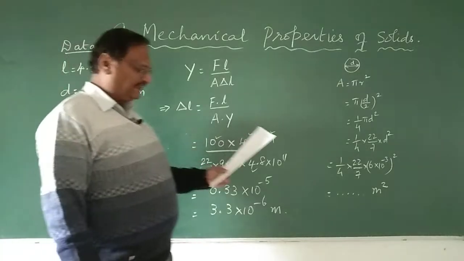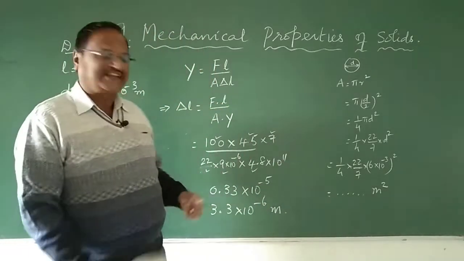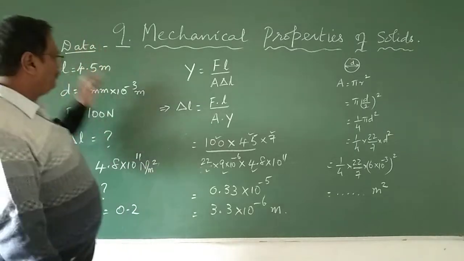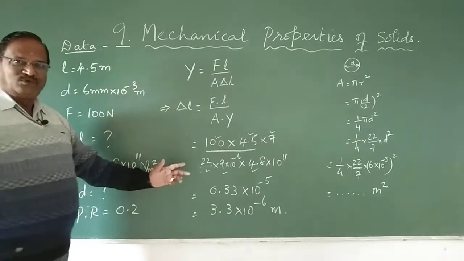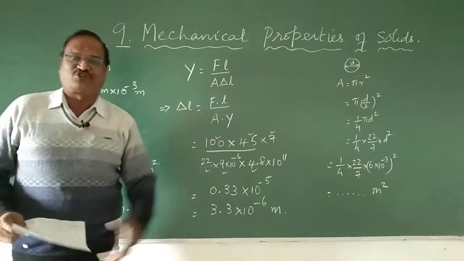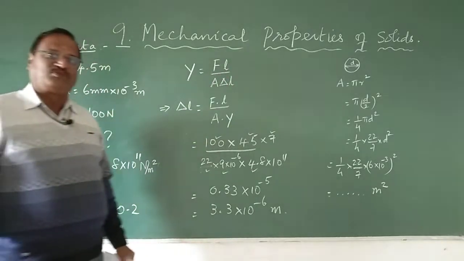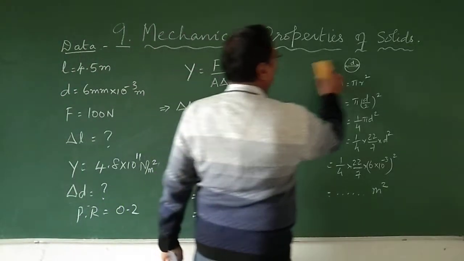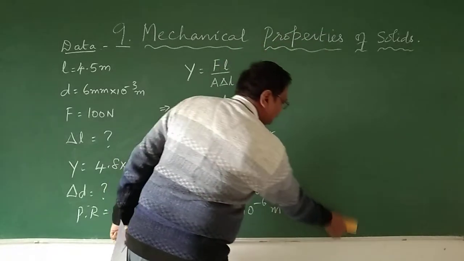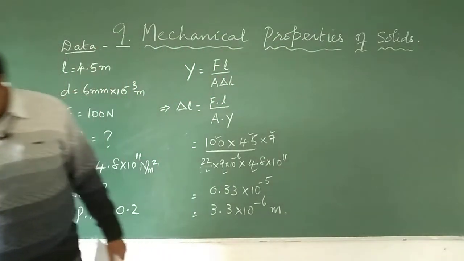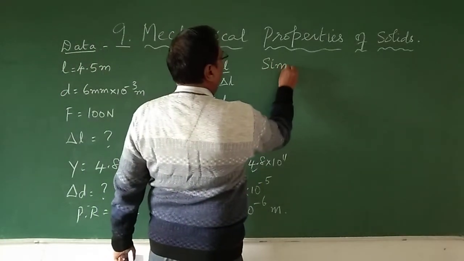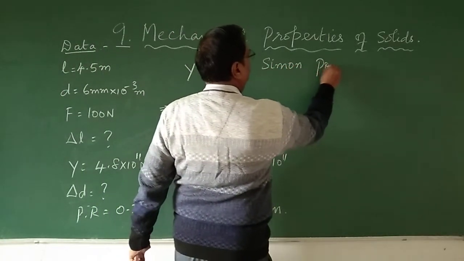So this is the first part of it. We have calculated the change in the length. I hope you understand this part of it. Once you have understood this part, then we move on to Poisson's ratio. First and foremost, I will tell you what you mean by Poisson's ratio. Why has this Poisson's ratio come into existence? This is done by Simon Poisson.